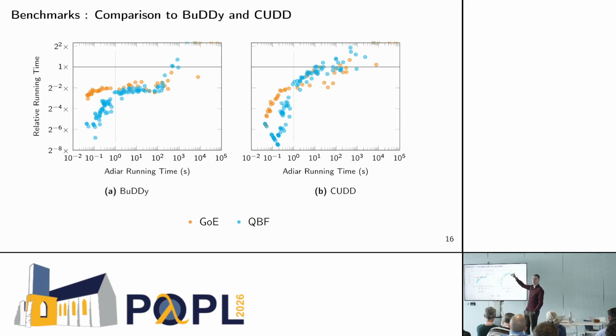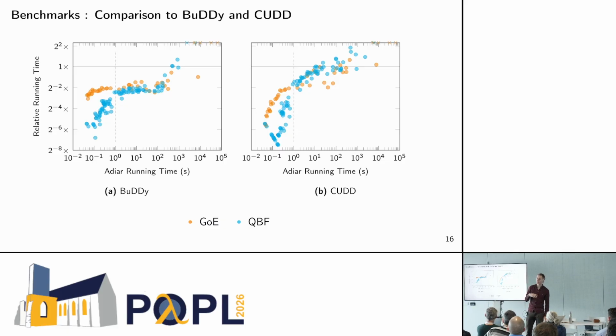And for CODD, it's kind of the same picture, but a bit more muddy. At least for small BDDs, we are completely crashing in terms of performance, but at some point it kind of stabilizes, and we are winning for larger instances.